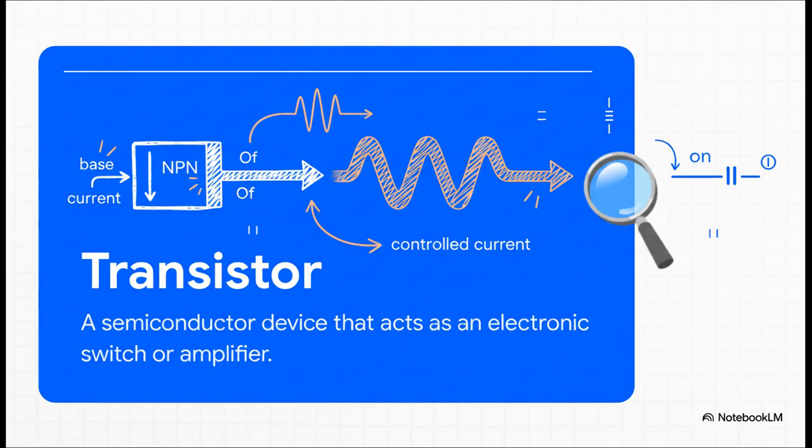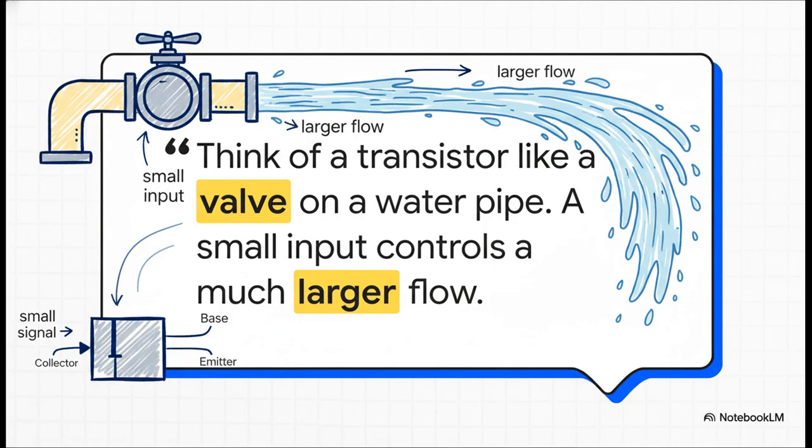And here's the magic trick. A teeny tiny electrical signal sent to one part of it, called the base, can control a much, much larger flow of current through the rest of the device. The absolute best analogy for this is a valve on a big water pipe. Think about it. A small, easy turn of the handle can control a massive, powerful flow of water. Well, the transistor does the exact same thing, just with electricity. A tiny little input signal precisely controls a much more powerful current.